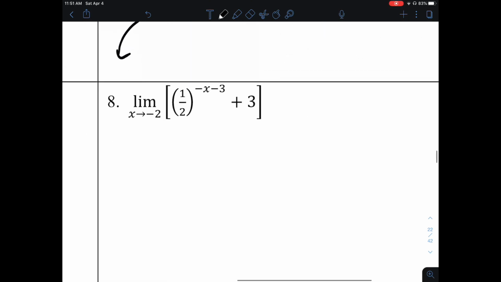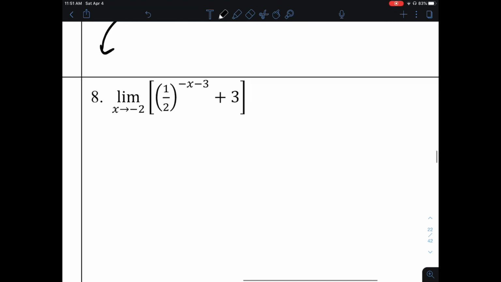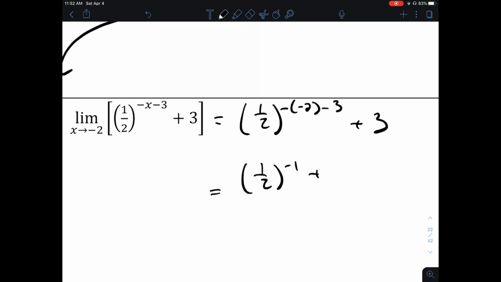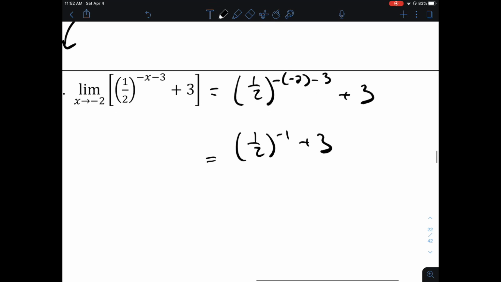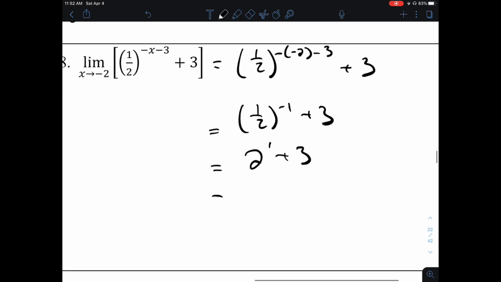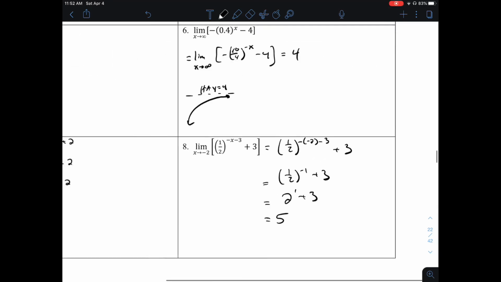Number 7, x is approaching negative 2. There's no reason why we can't just substitute this in. So we have a 1/2 to the negative 2 minus 3. A negative 2 is a plus 2. Plus 2 minus 3 is a negative 1. We could reciprocate this because of this negative and make it 2 to the first. 2 to the first plus 3 is 5.